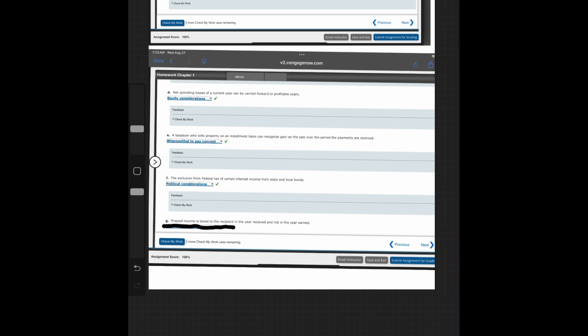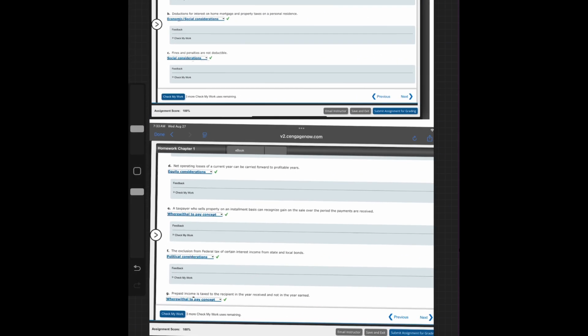So G, prepaid income is taxed to the recipient in the year received and not in the year earned. That's a wherewithal to pay as well. Even if not yet earned, cash received increases your ability to pay. So that's the idea behind that. That's number 3 on chapter 1.